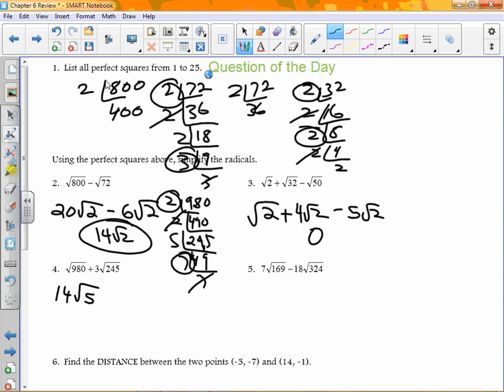So now I have 3 times the square root of 245. I already recognize here because from where I did it right there, from here down is 245. So that's 7. That's 7 on the square root of 5. So I got 14 on the square root of 5 plus 21 on the square root of 5, 35 on the square root of 5.